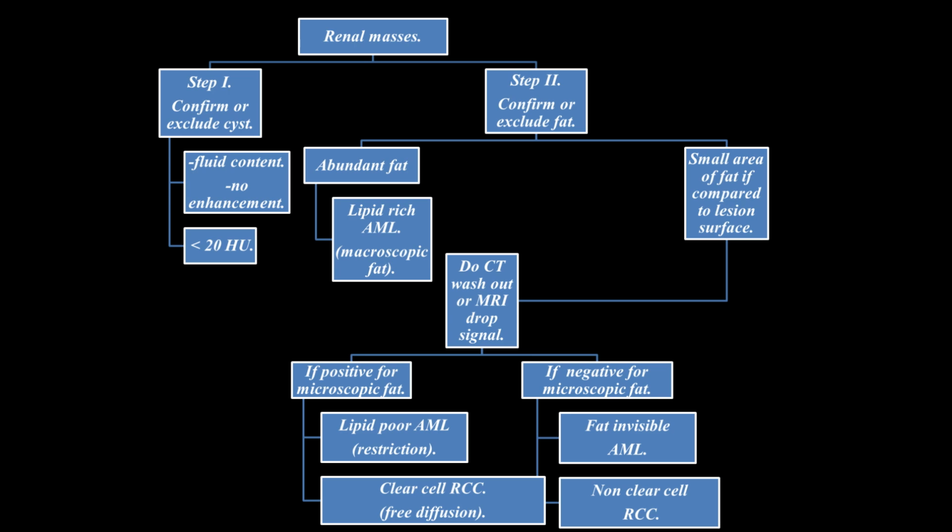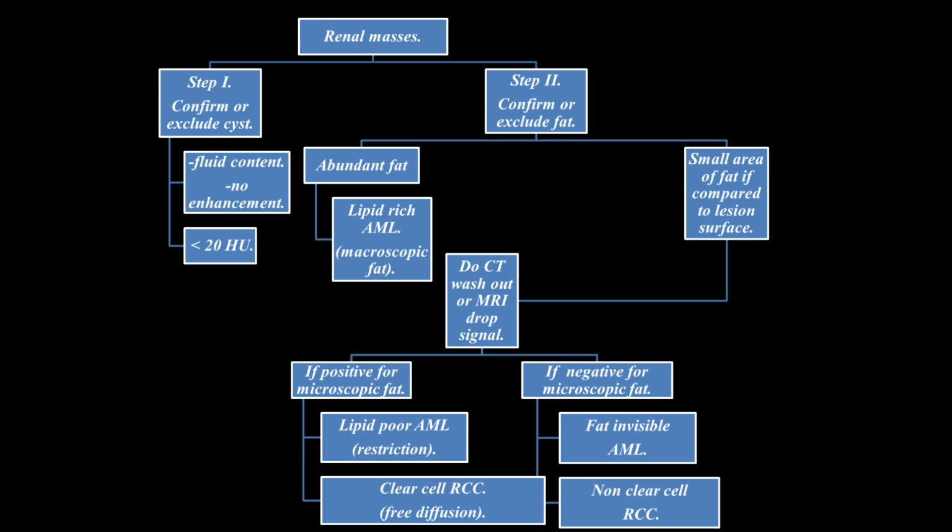First, try to exclude or prove the presence of a cyst by searching for fluid content with Hounsfield unit less than 20 and absence of enhancement. If it is not a fluid content lesion, look for presence or absence of fatty tissue. If this fat is abundant, so it is macroscopic fat, with diagnosis of lipid-rich angiomyolipoma.